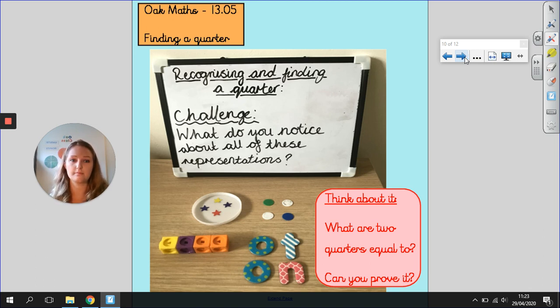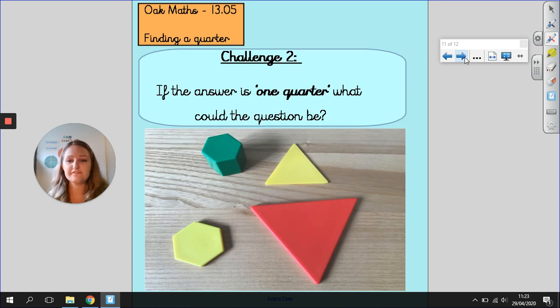Challenge 2 coming up. If the answer is 1/4, what could the question be about my shapes here? If the answer is 1/4, what could the question be? Let's see how many options you can come up with. I'll post this picture on the blog and you can share your potential questions underneath. If the answer is 1/4, what could the question be? Pause it and have a think.